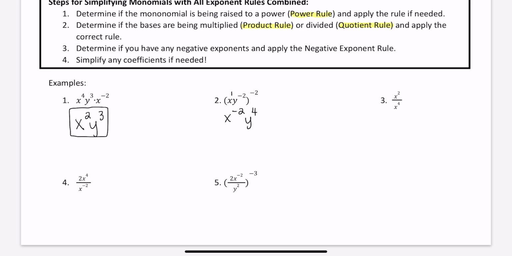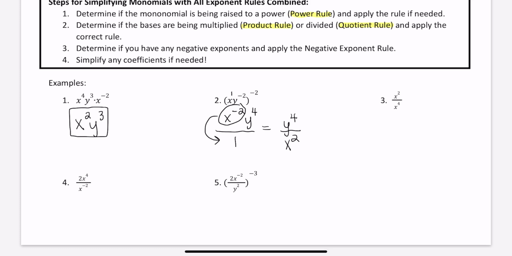Now I'm going to check. Do I have any quotient or product rule I can apply? I do not. All of my bases are combined. So now what I'm going to do is check. Do I have any negative exponents? I do have a negative exponent here. X is being raised to the power of negative 2. It's in the numerator, so I need to move it to the denominator. Remember, this is now over 1. So the x is going to get moved to the bottom. So this is going to become y to the power of 4. That's going to stay in the numerator because it doesn't have a negative exponent. And then in the denominator, I'm going to have x to the power of 2.